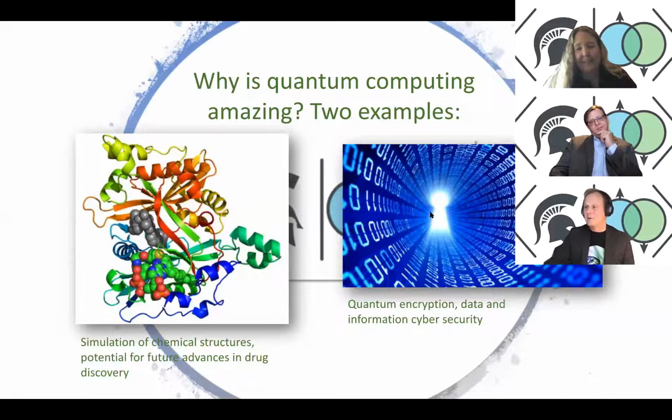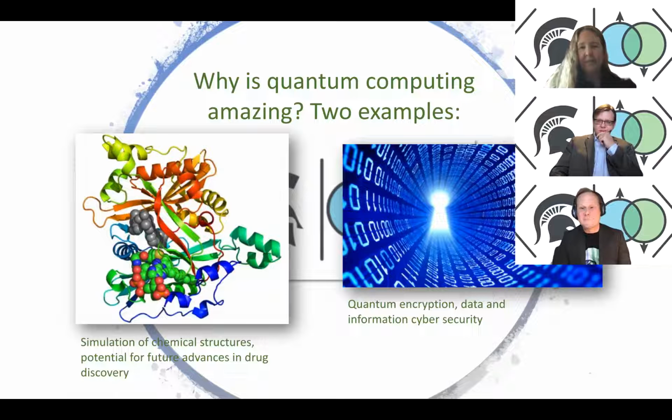The second example is one that a lot of you may have heard of, and that's associated with cybersecurity and encryption. So quantum computers, it turns out, are also really fantastic at breaking currently the best kinds of encryption schemes that we use. These are mostly things that we don't interface with actively day to day, but they're important for each and every one of us.